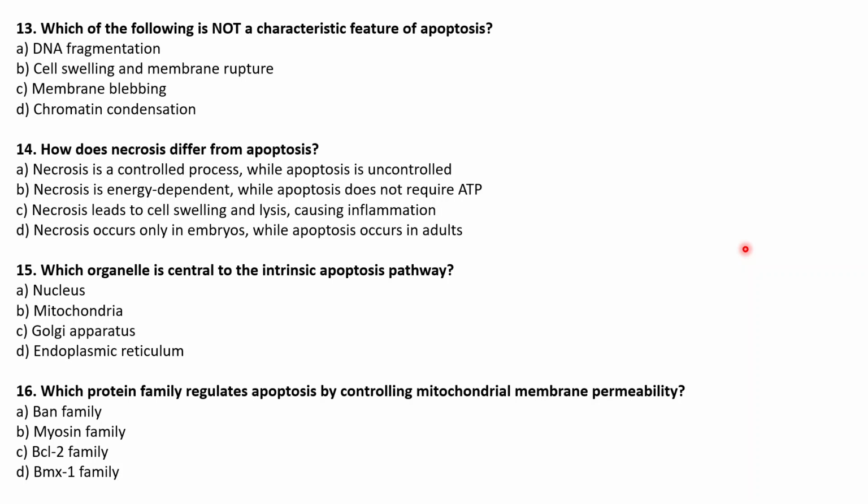All right, so which protein family regulates apoptosis by controlling mitochondrial membrane permeability? I think I just mentioned that. Yeah, great. I think you guys know this well now. So it's the BCL2 family, right? So great. I think that's clear. I don't know if there are more questions. Okay.